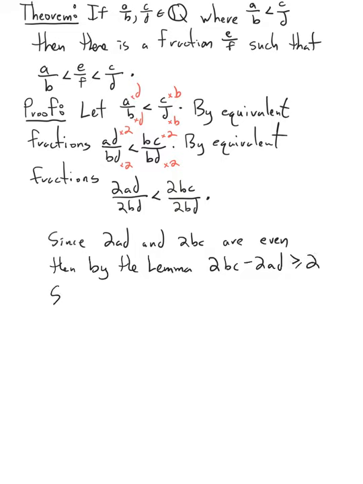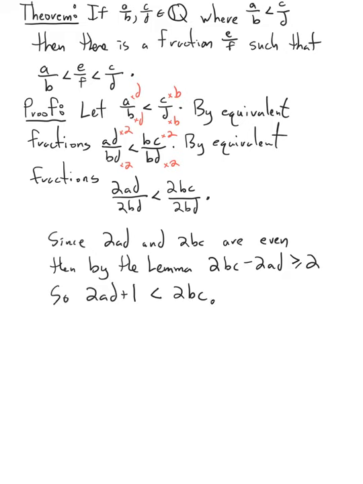So what does that tell me? So that tells me that if I just add 1 to the lesser one, then that is still less than 2BC. Since these differ by at least 2, if I add 1 here, it's still not as big as the right-hand side. Okay, so that's great.